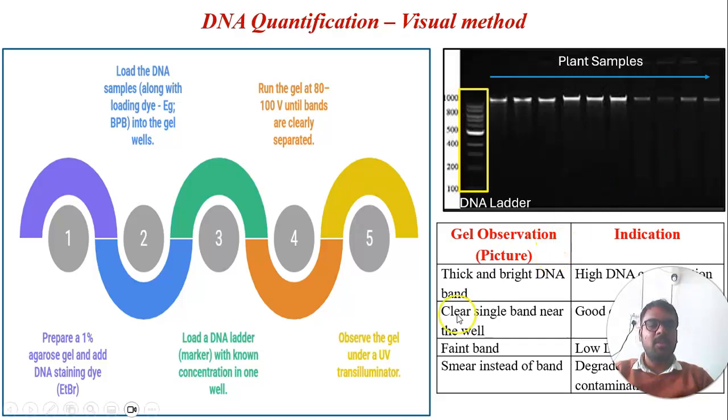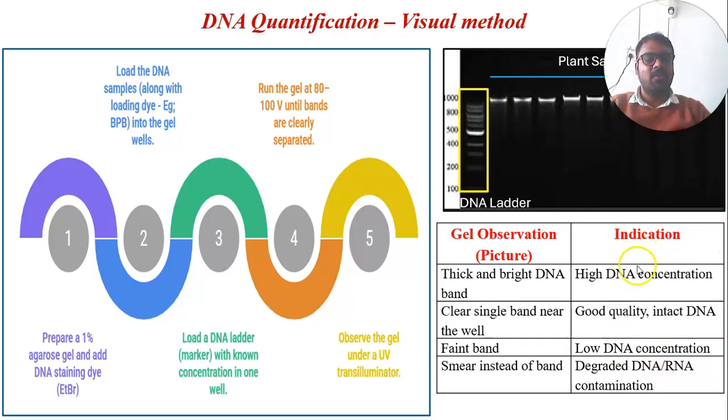Say for example, if thick and bright bands are observed, that means you can say that the DNA concentration is very high. Suppose you are getting a single clear band near the well, that means it is also good quality DNA. Suppose you are getting faint bands, that means the DNA concentration is very low.